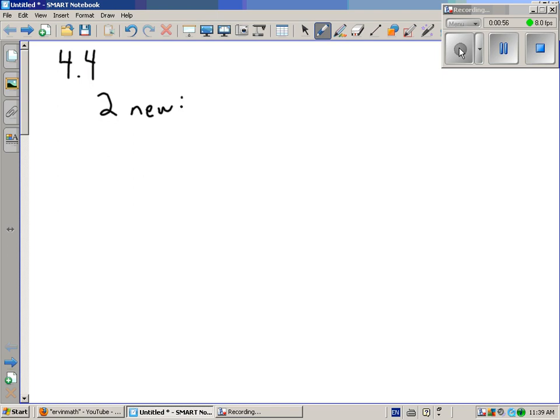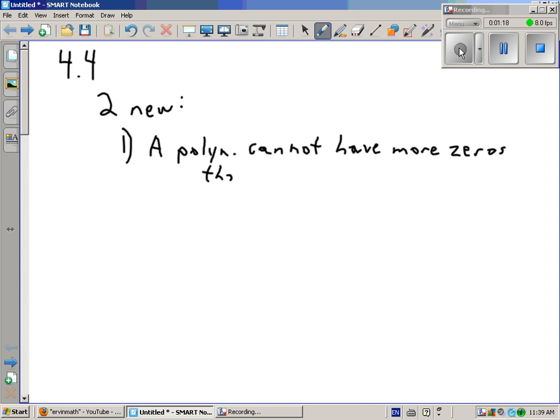One rule is just a kind of a rule of thumb about polynomials, and that is that a polynomial cannot have more zeros than its degree. So what that does is give us kind of an upper limit of how many zeros we can expect to find.